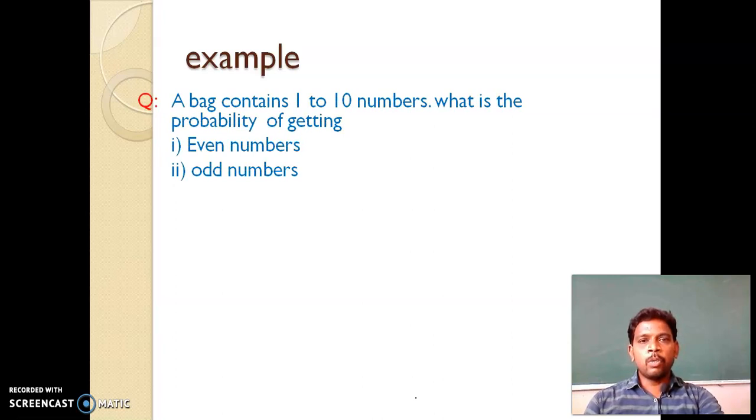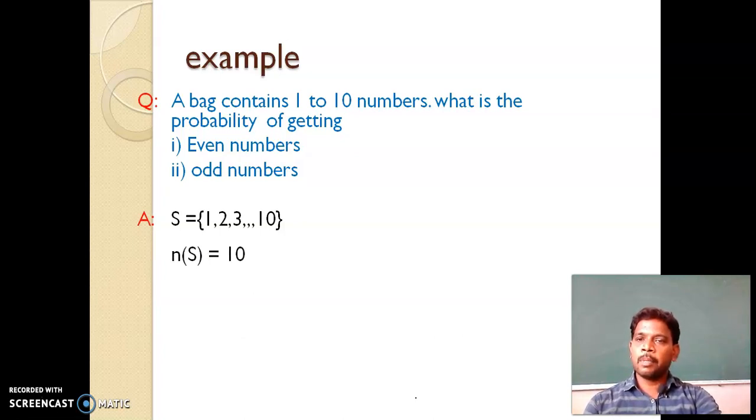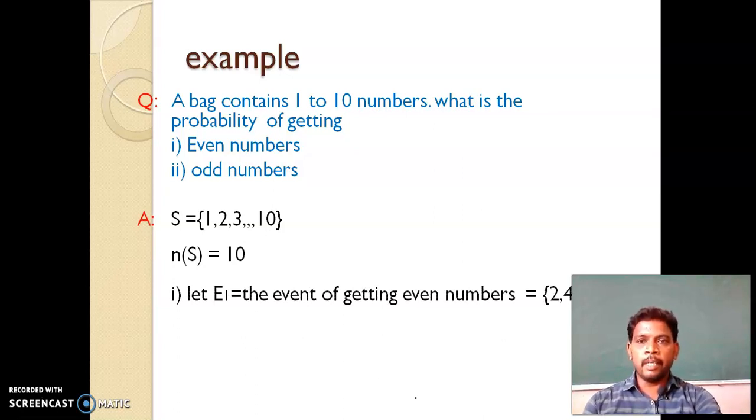So a bag contains the numbers 1 to 10. What is the probability of getting even numbers and odd numbers? Total 10 numbers are there, so the sample space is 10. Before the first question, we can find n of S. N of S is nothing but 10, since there are 10 numbers inside the bracket. Next, we are going to define the event, that is the question.